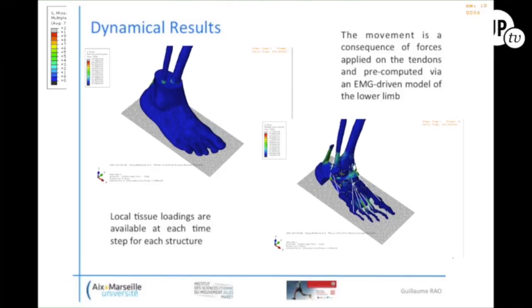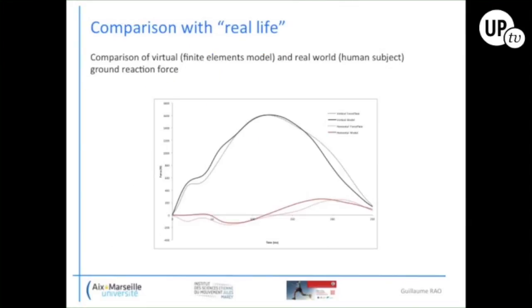Obviously, with all the models, you have to go through a validation step. I'm only presenting one curve that represents the ground reaction forces, the vertical in black and the horizontal in red, both measured by the force plate in solid line and estimated through the finite element model using the dashed line. So we have quite good agreement between the curves, and that's the same thing for the kinematics and all the other aspects that we use as a validation.